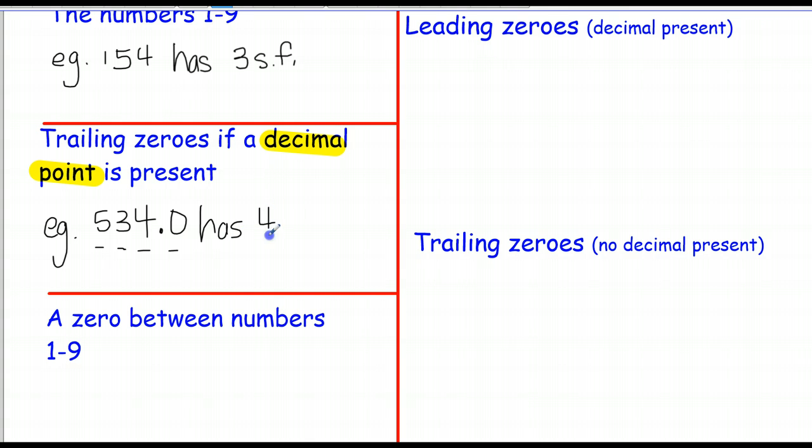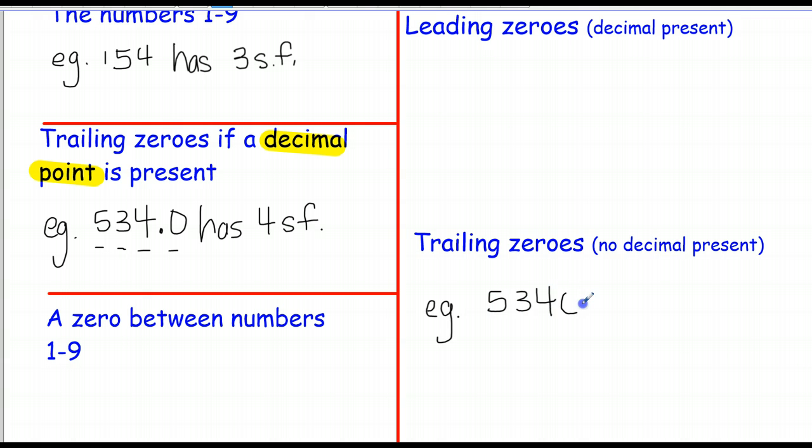Has 4 significant figures. Okay, I'm going to jump over to the other side of the chart right now because it kind of makes sense. Trailing zeros, if a decimal point is present, do count as significant, but when there's no decimal present, they don't count. So let's look at an example of that.